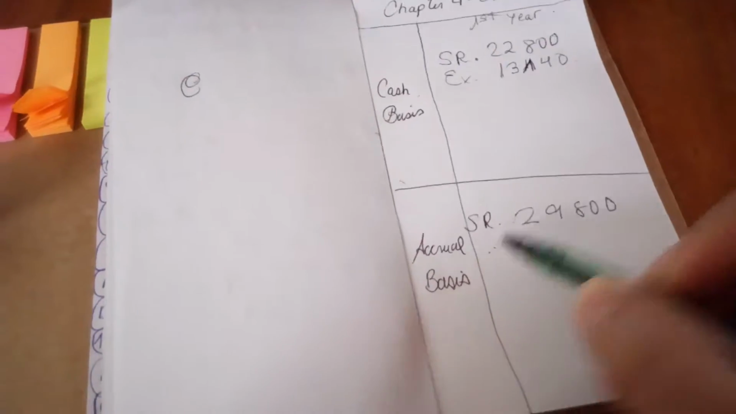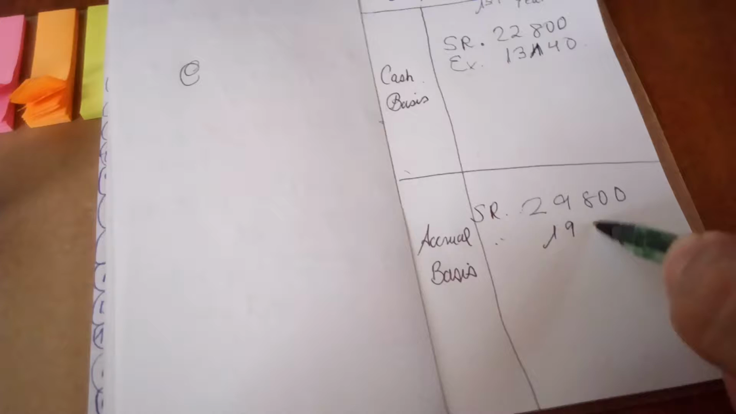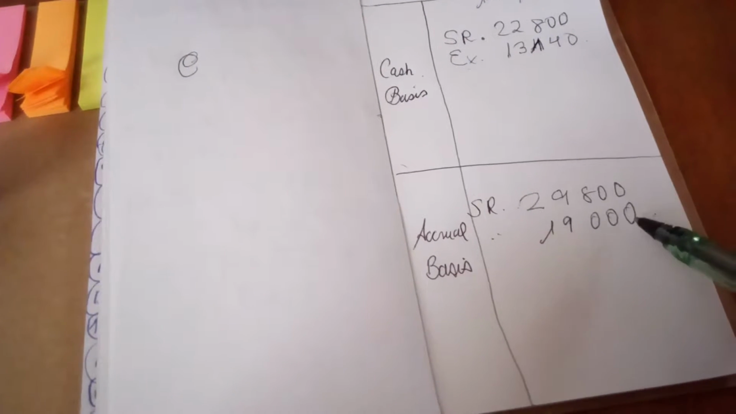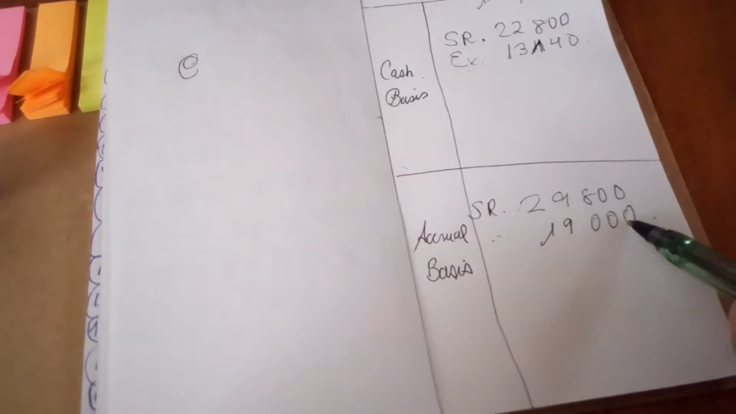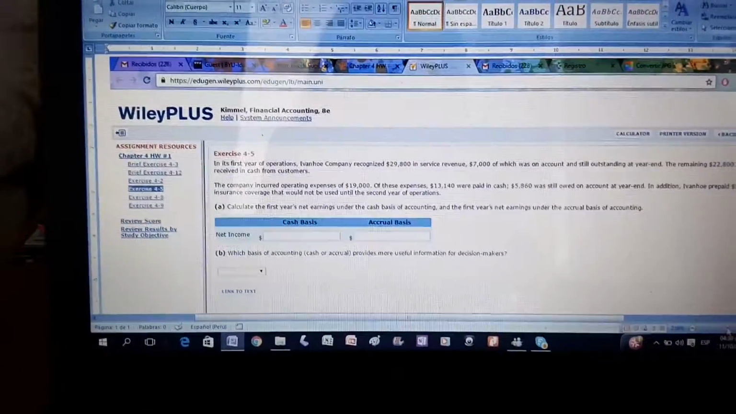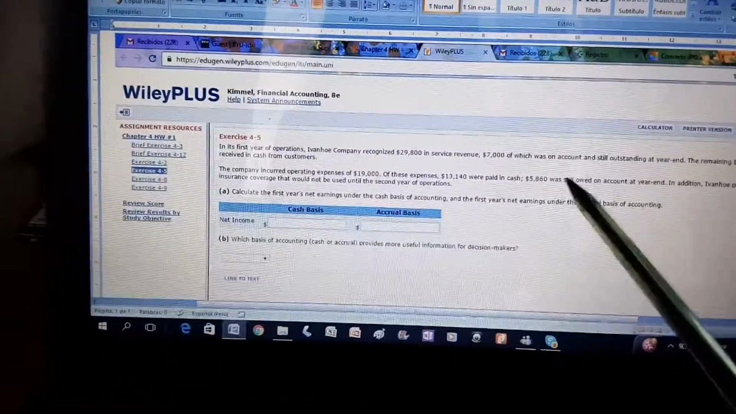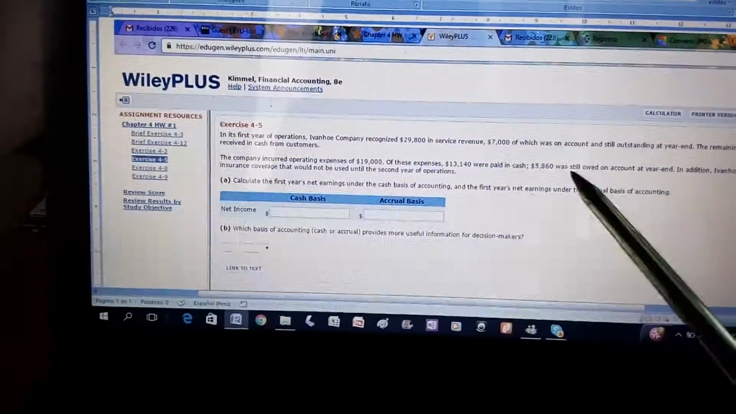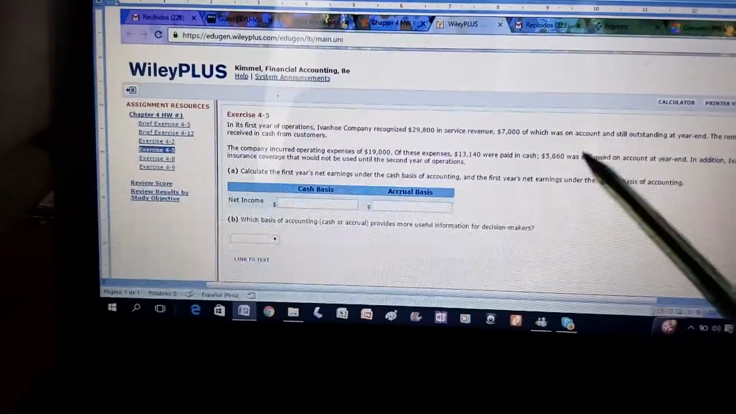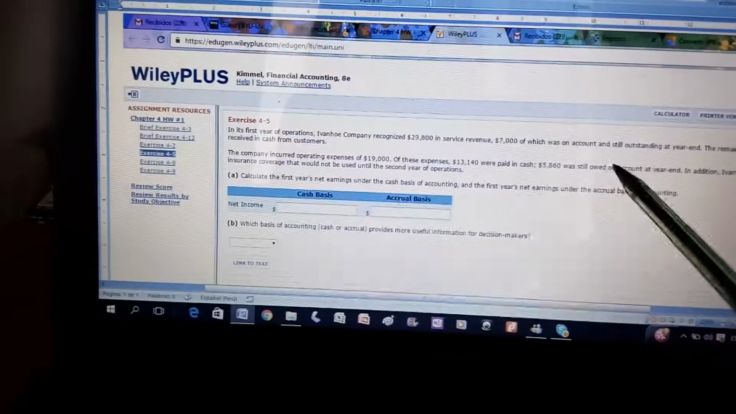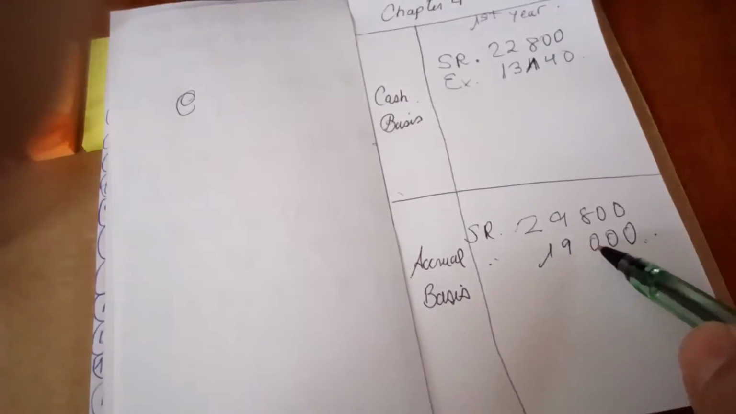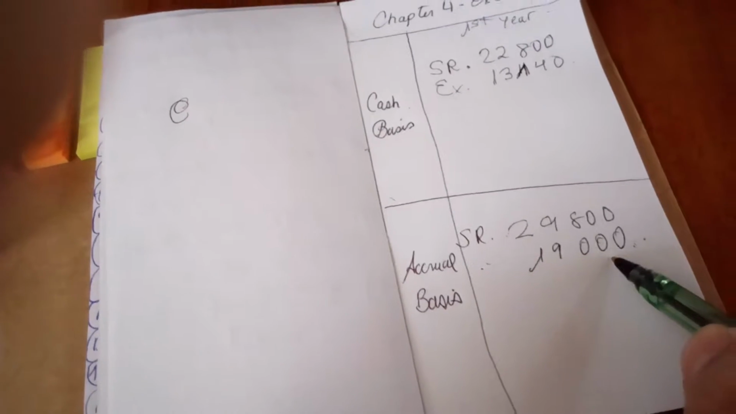But if we are talking about the accrual basis, we will take into account the 19,000, because this is the total amount, even when 580 was still owing to the second year. Okay, this should be in the second year if we consider the cash basis. In the accrual basis, we consider this expense in this year, in the first year.